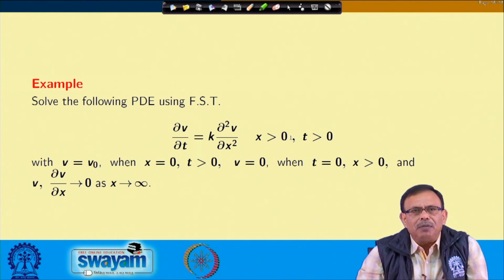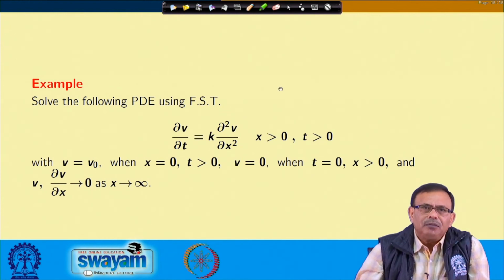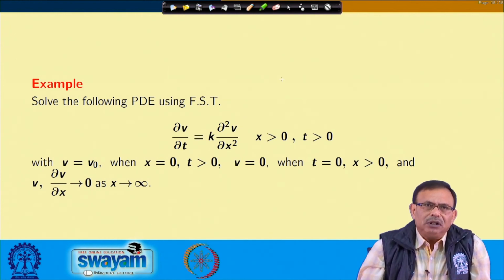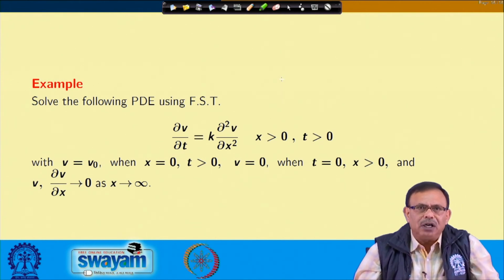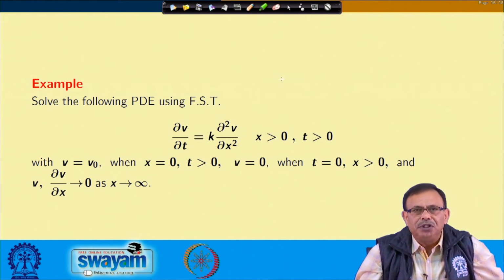Now, let us take another problem. This particular problem, if you remember, we solved earlier using Fourier cosine transform. Now, the same problem we want to solve using Fourier sine transform, and it is given that v equals v 0 when x equals 0 and t greater than 0, v equals 0 when t equals 0 and x greater than 0, and v and del v del x both approach 0 as x approaches infinity.